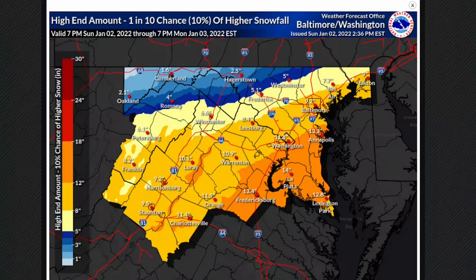Now, like I said, guys, this is your high-end amount. This only has about a 10% chance of happening, but the risk is pretty large. So potentially, like I was saying, we're dealing with a lot of snowfall across bits of northern Virginia. For bits of extreme northwestern parts of Maryland, maybe up to near 2 inches, which across the northwestern part of Maryland, we're not really expecting too much. It's just really isolated across bits of central and northern parts of Virginia.